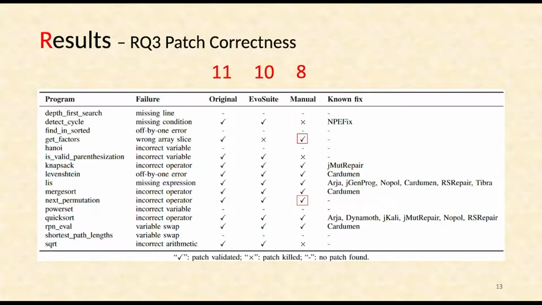The result of research question 3 is that among the 40 programs, the Gene framework has produced test-adequate patches for 11 programs. 10 of 11 have passed the EvoSuite-generated test suite, and 8 programs have been manually validated to be correct. And 2 programs have not been reported to be fixed by existing APR tools. As you can see here, Gene is very effective at fixing the QuixBugs programs compared to other APR tools.